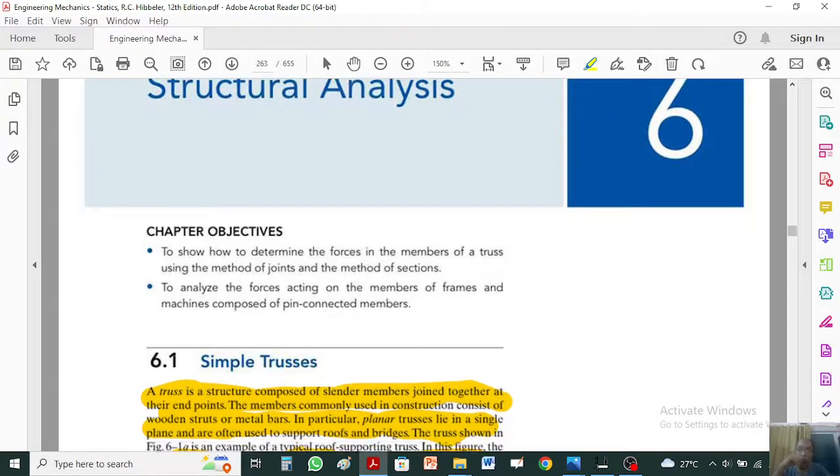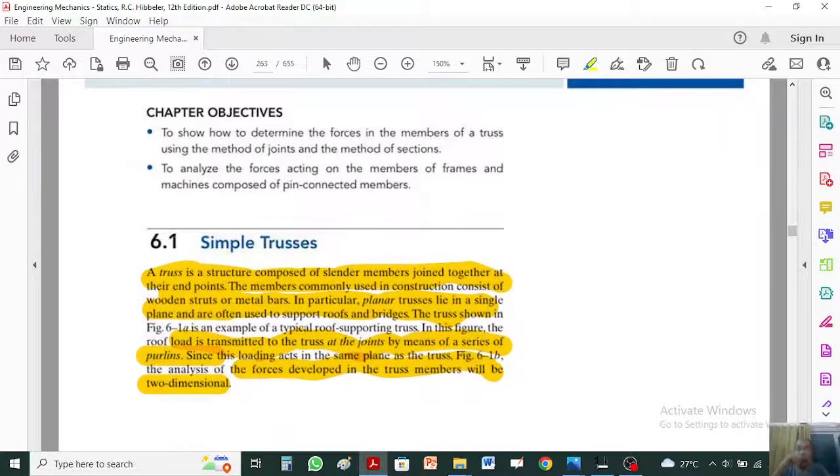A truss is basically a structure composed of slender members joined together at their endpoints. The members are commonly wooden struts or metal bars. A plane truss lies in a plane and is used to support roofs and bridges. In these structures, the roof load is transmitted to the truss at the joints by means of purlins. That is how the load is transmitted.